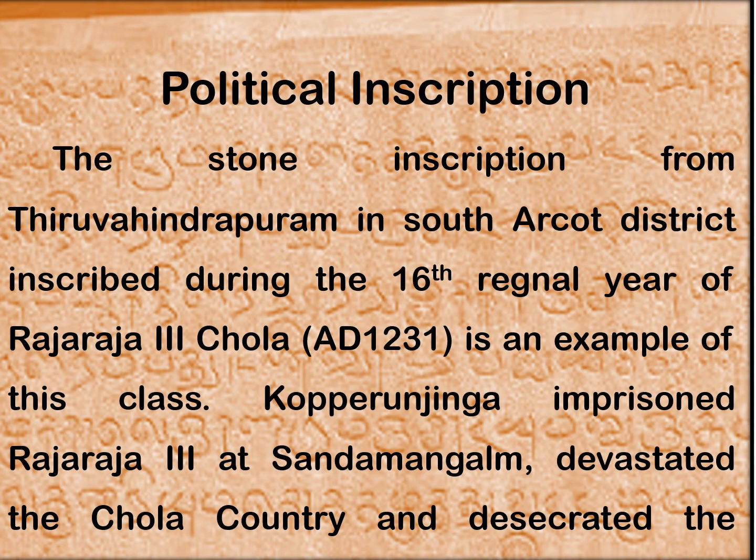The next kind is political inscription. Example of this kind is the Tiruvahindirapuram stone inscription. The stone inscription from Tiruvahindirapuram in South Arcot district, inscribed during the 16th regnal year of Rajaraja III, is an example of this class. Koperunjinga imprisoned Rajaraja III at Sendamangalam and devastated the Chola country.